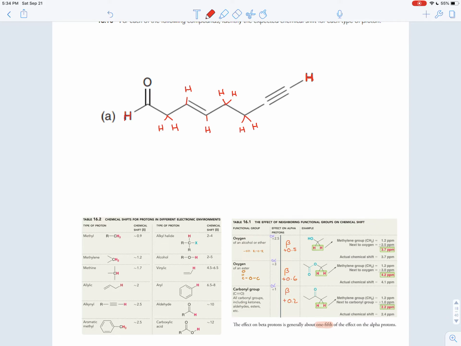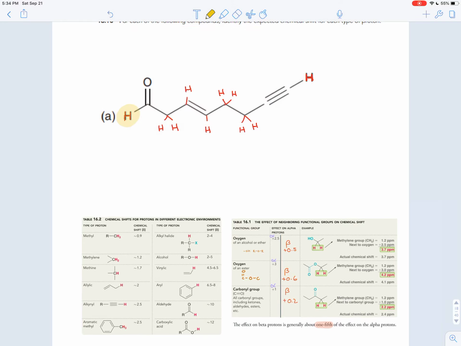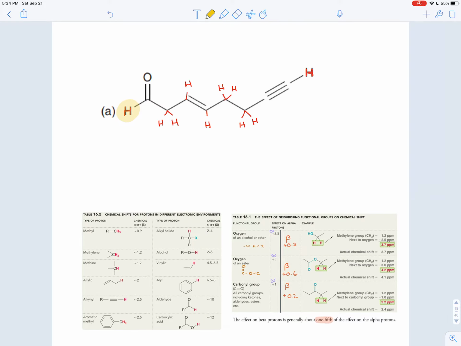atoms nearby. So first, there isn't a lot of symmetry in this molecule. We'll notice that that hydrogen there is in a unique chemical environment. It has nothing to the left of it and the whole molecule to the right of it, and so it will have its own peak in the NMR spectrum. And if we look at the type of hydrogen that it is, you'll notice that it is an aldehyde hydrogen. So we would expect that to appear at around 10 parts per million on an NMR spectrum.